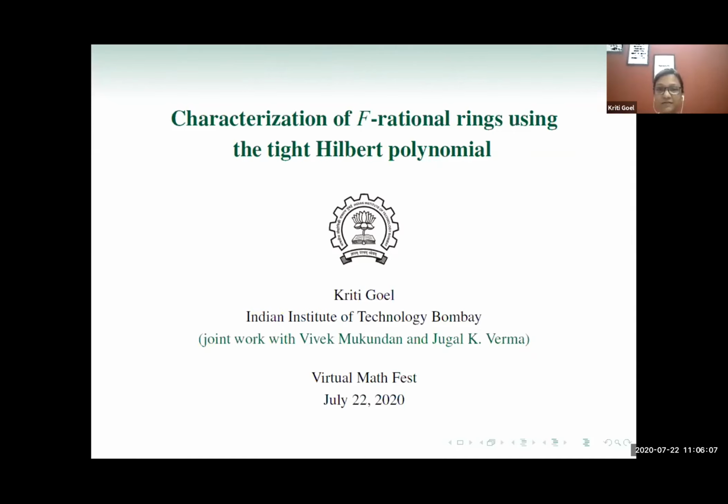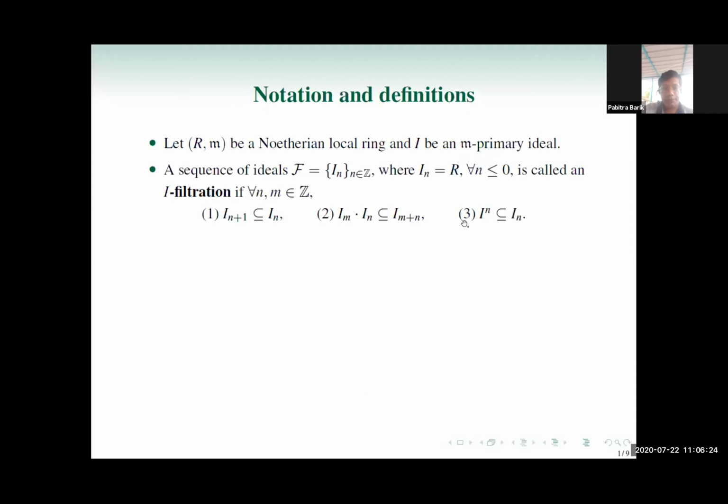I'll be talking about characterization of F-rational rings using the tight Hilbert polynomial. It's a joint work with Vivek Mukundan and Jugal Verma. So let's begin with some notations and definitions. For us, R will be a Noetherian local ring and I will be an M-primary ideal.